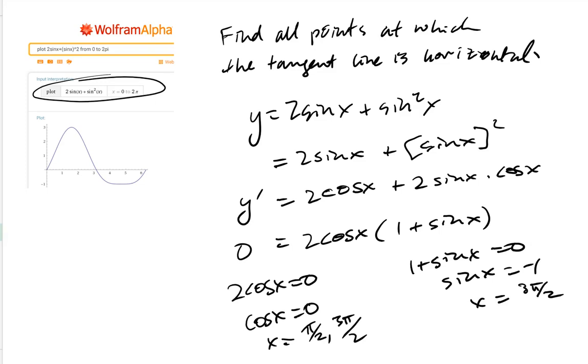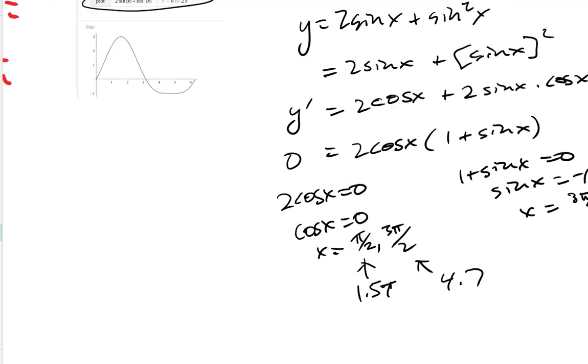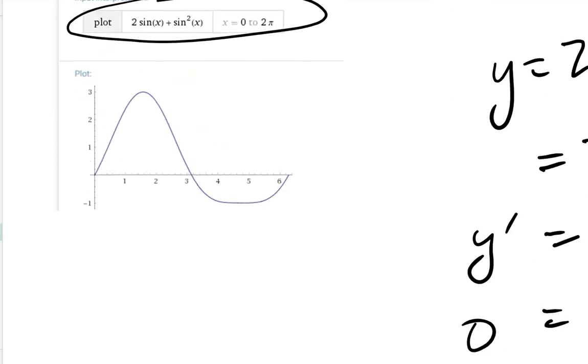So pi over 2 is like 1.57. And 3 pi over 2, let me pull my calculator out and we'll figure this out. It's going to be less than 6. So 3 times pi divided by 2 is 4.7. And so if we look at where we're at here, it kind of looks like, yeah, sure, probably 4.7. It's maybe right there, and that's where the tangent line is horizontal. And the other one was 1.57. Yeah, sure, that's where the tangent line is horizontal as well.